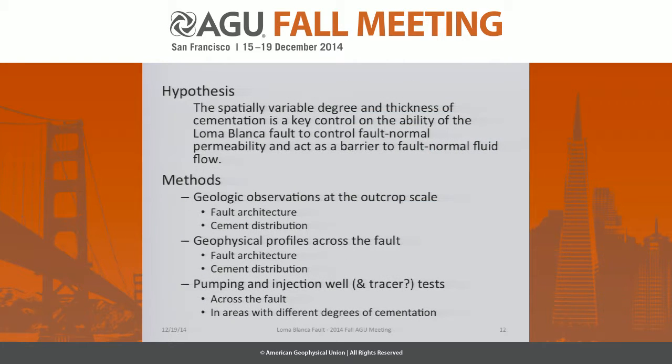Okay. So we have a hypothesis or a question that relates to that: the degree of cementation and its continuity are key controls on the cross-fault permeability and groundwater flow in this situation. We're using geophysical and geological observations, both of the fault architecture and its cements, and related groundwater testing to look at both the permeability and the cross-fault flow.